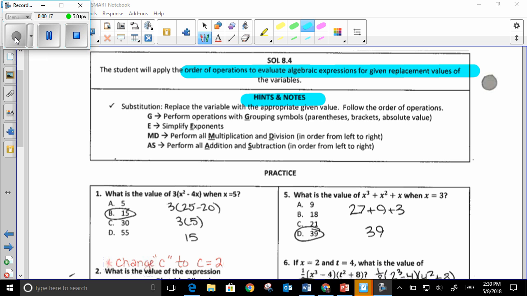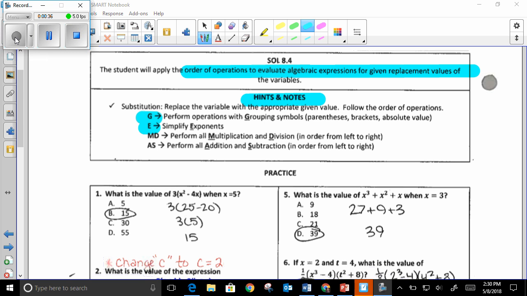A lot of you are used to PEMDAS with the P that stands for parentheses, but in this case they're using G for grouping of symbols, because we've talked about brackets, we've talked about parentheses, we've talked about braces. Those are all types of parentheses. So that's why you see a G there.